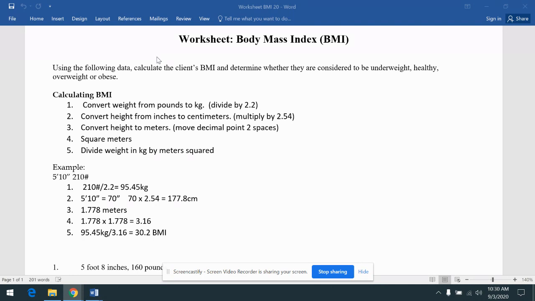So first step in calculating body mass index is to convert your weight from pounds to kilograms. So if you're working along with me now, write down your weight in pounds and divide it by 2.2. The number that you get, it might be somewhere between 50 and 150. That's your weight in kilograms. Put that number to the side, and next you're going to convert your height from inches to centimeters.